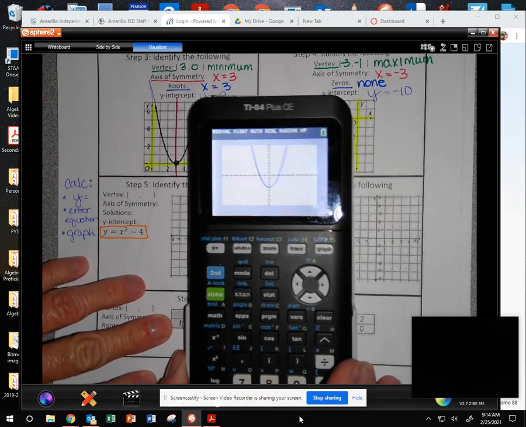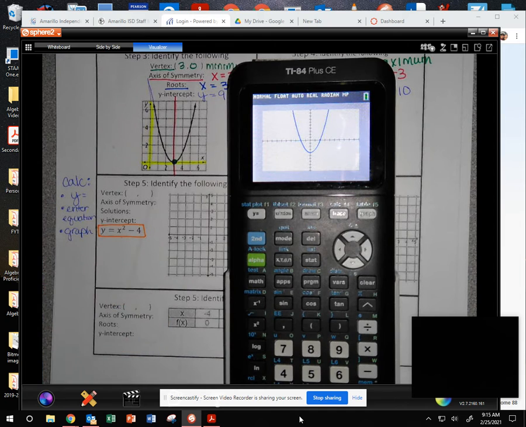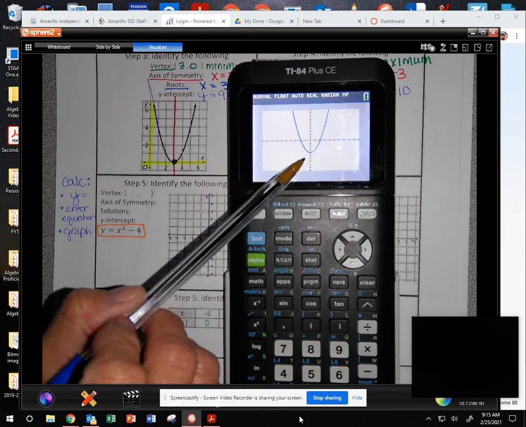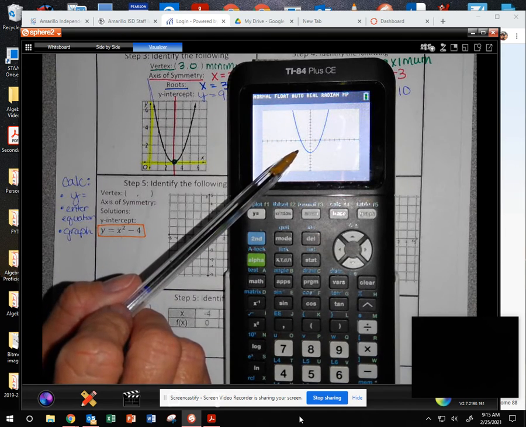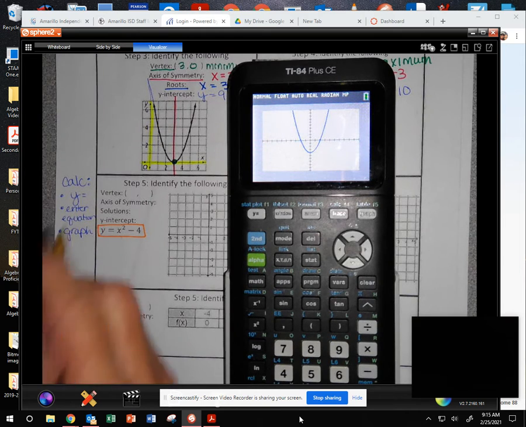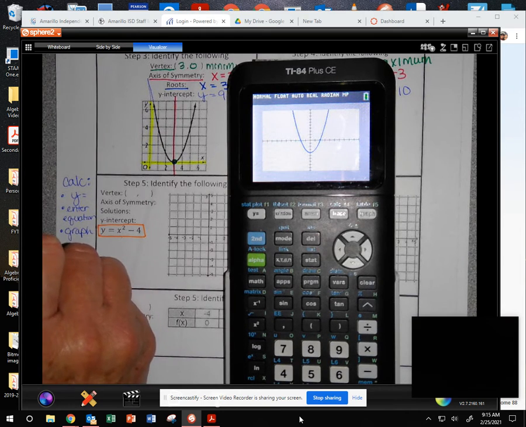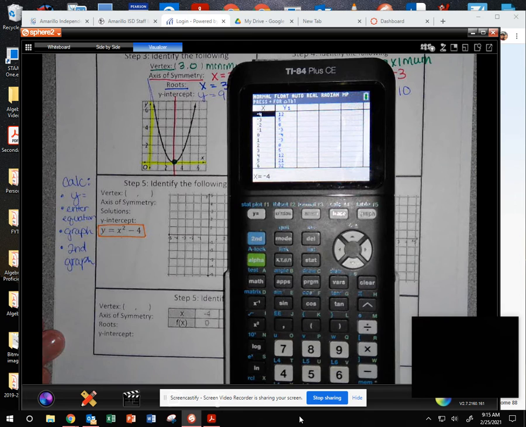Okay, so notice I have a parabola. Now, how am I going to get some points? There are two ways. You can look at the parabola and just get your points from looking at your calculator, or you can actually go to a table. And how do I do that? To go to a table, I just do second and graph. So second and graph is going to give me my table.